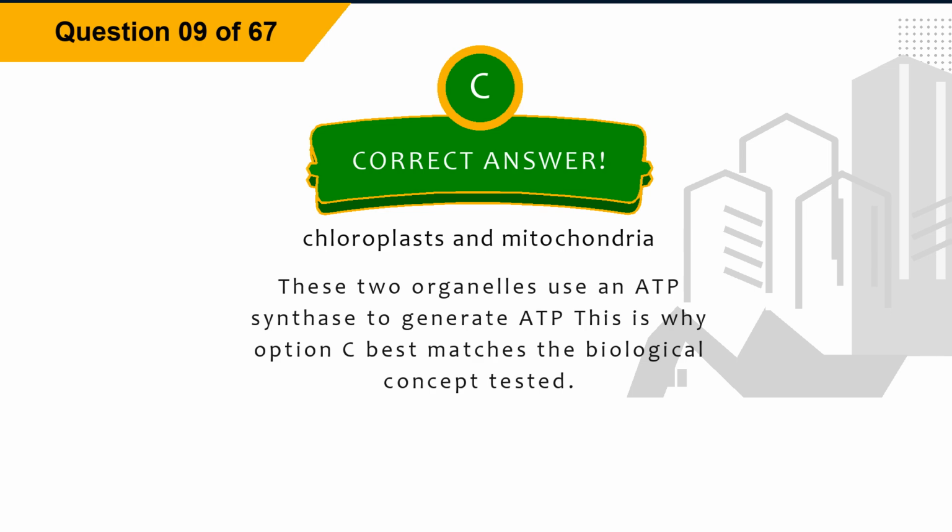Explanation. These two organelles use an ATP synthase to generate ATP. This is why option C best matches the biological concept tested.